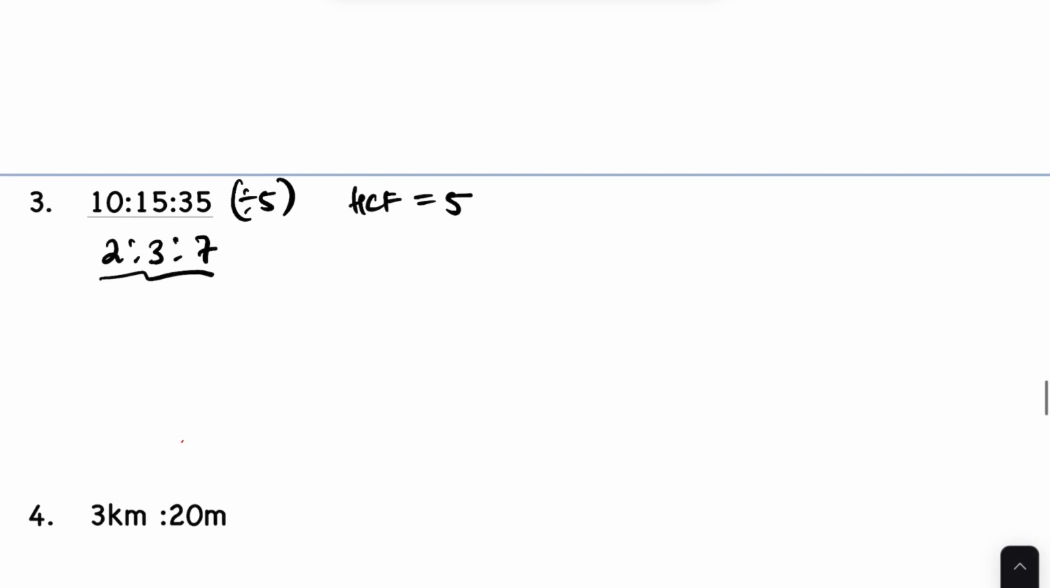Let's look at this one. So we have 10 is to 15 is to 35. What is the highest common factor between the numbers? It's 5. What do you do with the 5? We divide all the numbers by 5. 10 divided by 5 is 2, and 15 divided by 5 is 3, and 35 divided by 5 is what? It's 7. Now this is in the simplest form. How? The only common factor between them is only 1. That means it's in the simplest form, right?